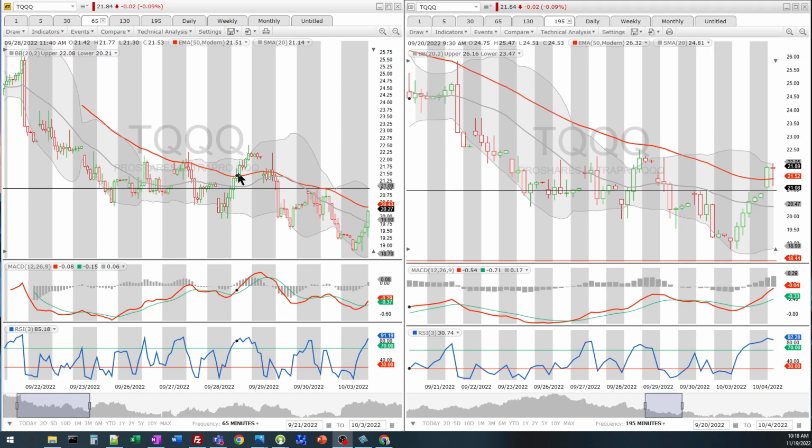It comes down, clears it, comes up, but it cannot clear the EMA 50. Okay, so back to this. Now, see that? On the 195 minute, it can't even clear. It doesn't even reach the EMA 50 on the 195 minute. That is a red flag. It's like, oh no, this is not a trend change.